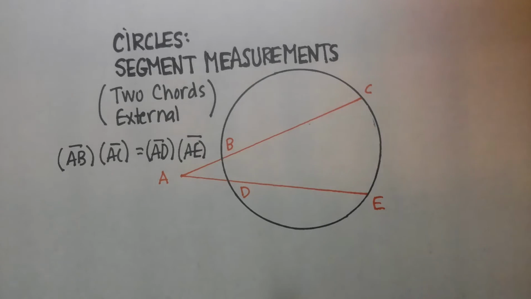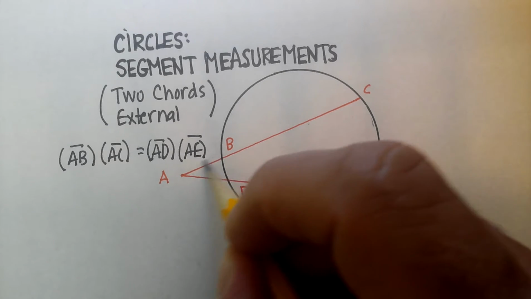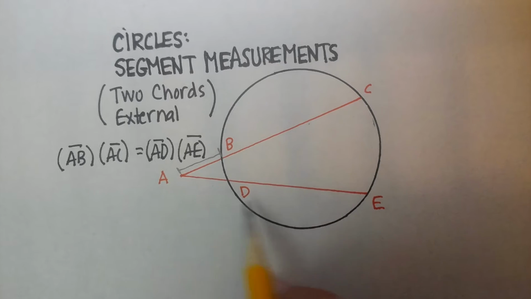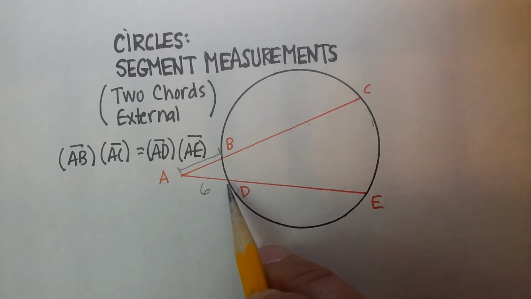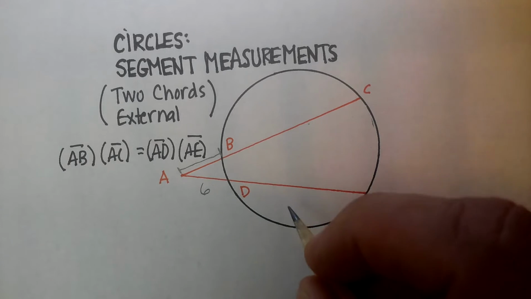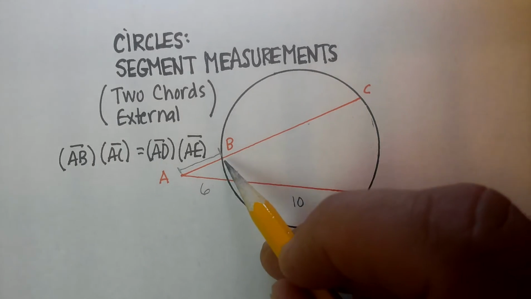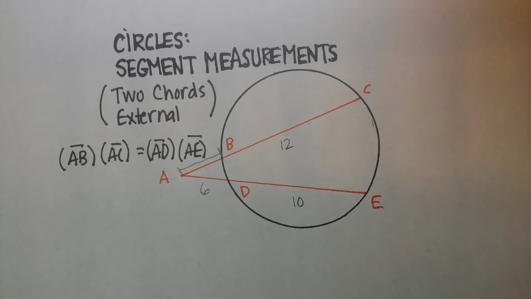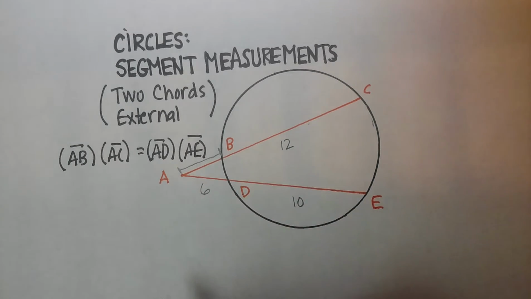Now, let's go ahead and try that as an example problem. Let's say we are looking for this length right here, so AB. And we know that AD, for example, is, let's say, 6. We know that DE is, let's make it bigger, let's say it's 10. And let's say that BC is 12. So what would be the length AB? How could we figure that out?